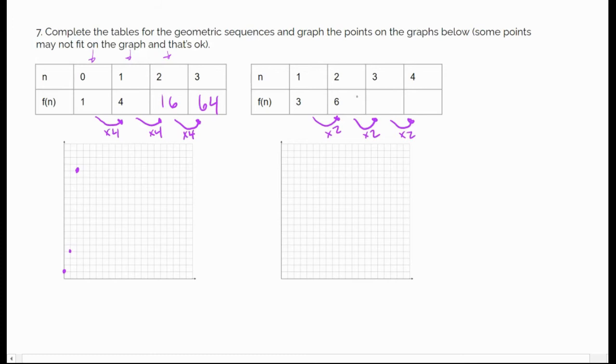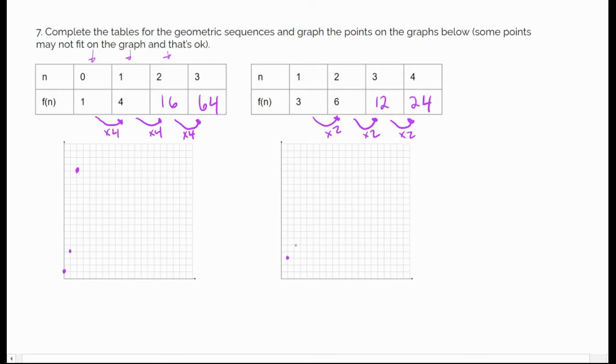Same thing with the second one here. We're multiplying by 2, so we get 12 and 24 to complete the table. Then graphing that, this one here is starting at the first term. So when n is 1, my f of n is 3.